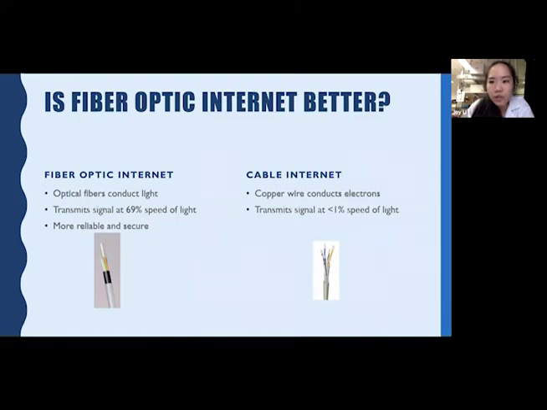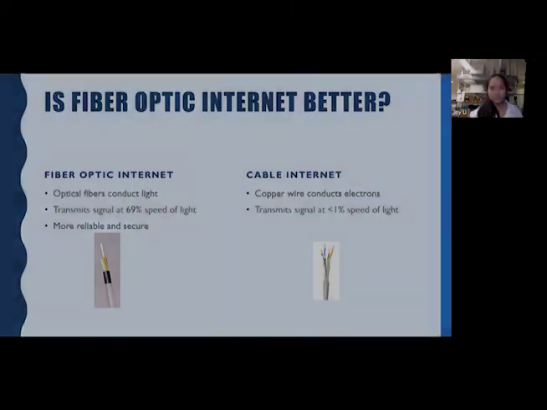And also it's more secure because it doesn't use electricity, where electricity can't be contained just within the wire. It still transmits some signal that can be detected outside. Whereas the light in an optical fiber is completely contained inside the fiber and no light can escape. So there's no way that you can measure a fiber optic signal outside of the fiber itself. So it's more reliable and more secure.